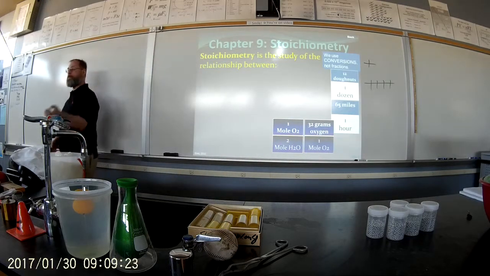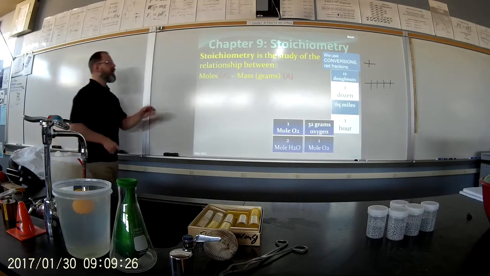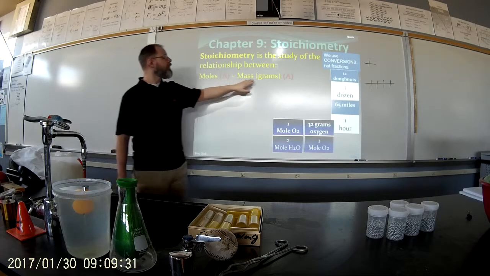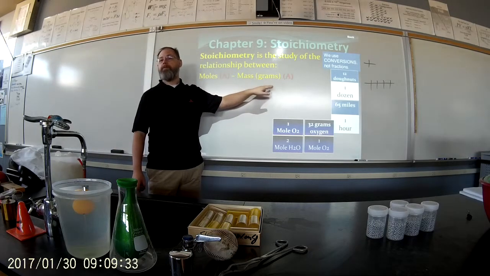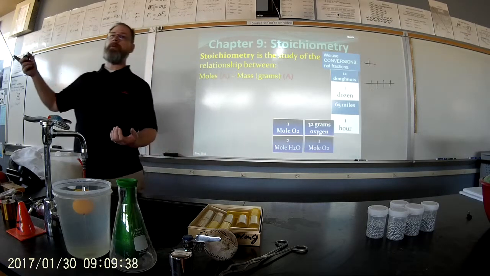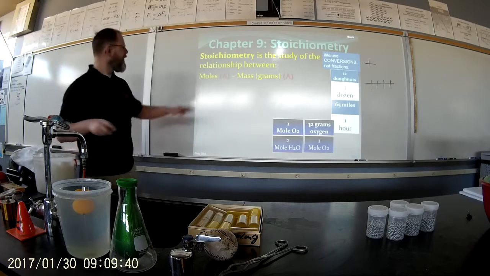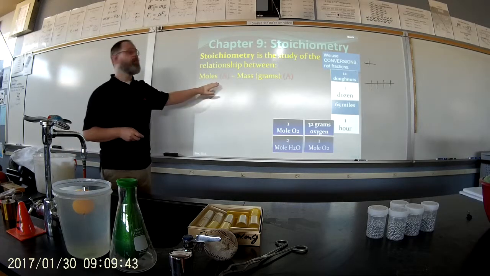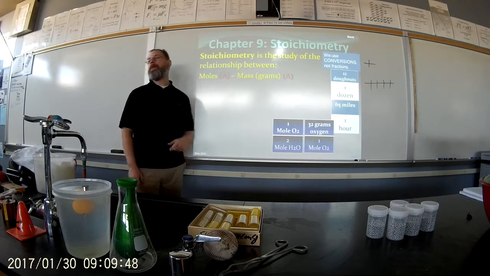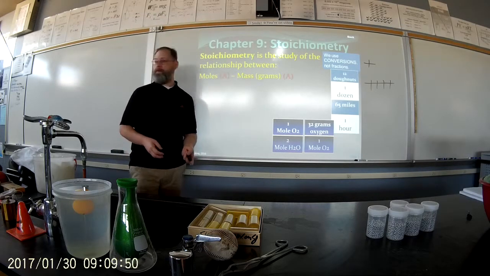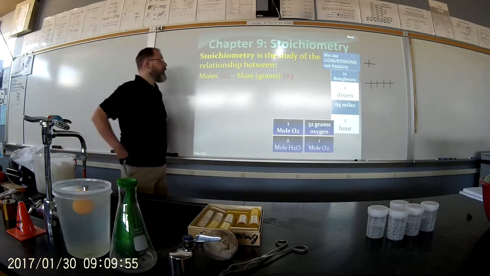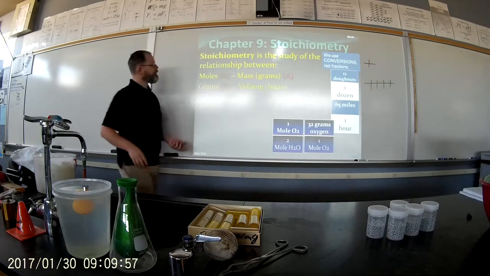So what do we do in stoichiometry? Specifically, we take the moles of A, this is chemical A, and we convert it to mass of A, just like we did in September with the periodic table. We said, I have this many moles, I want to find out how many grams that is. We use a single T-chart, and we find out how many grams that many moles of chemical A is. We can also go back the other way. We could go grams to moles.